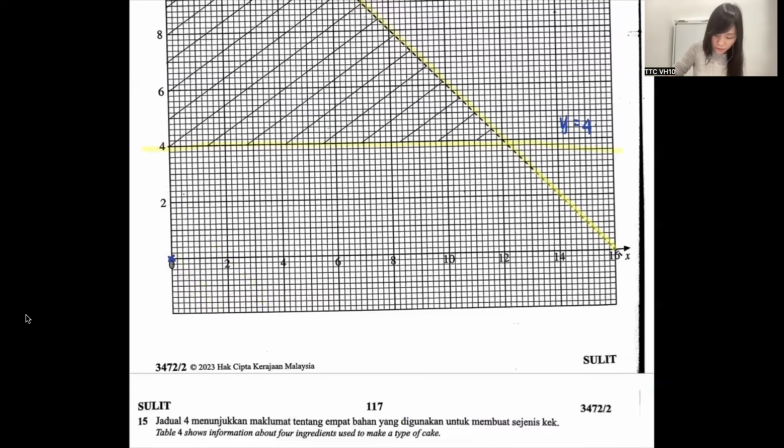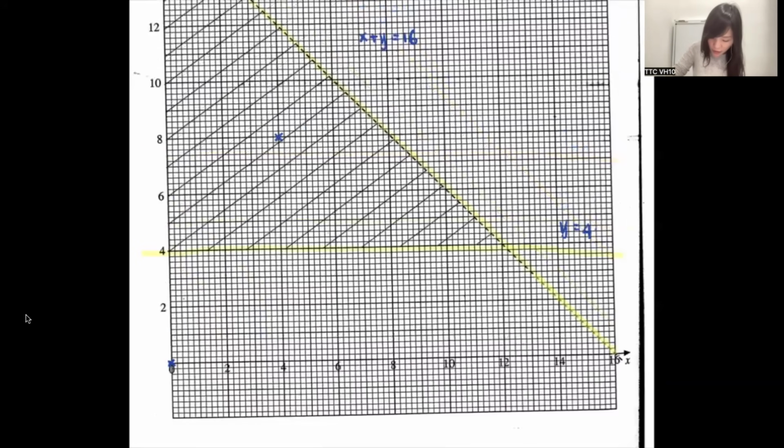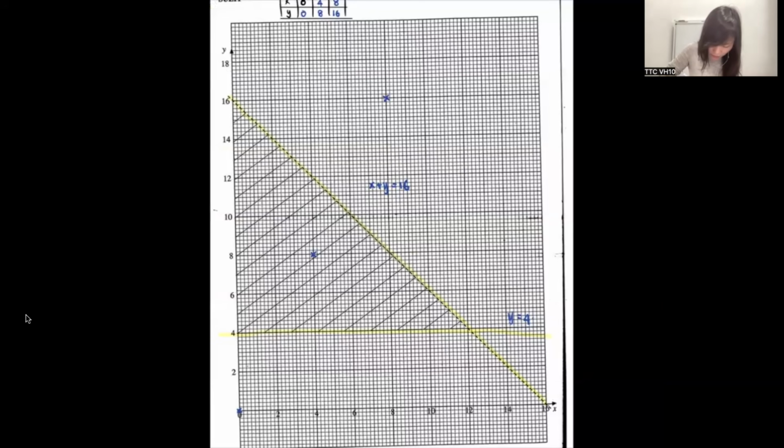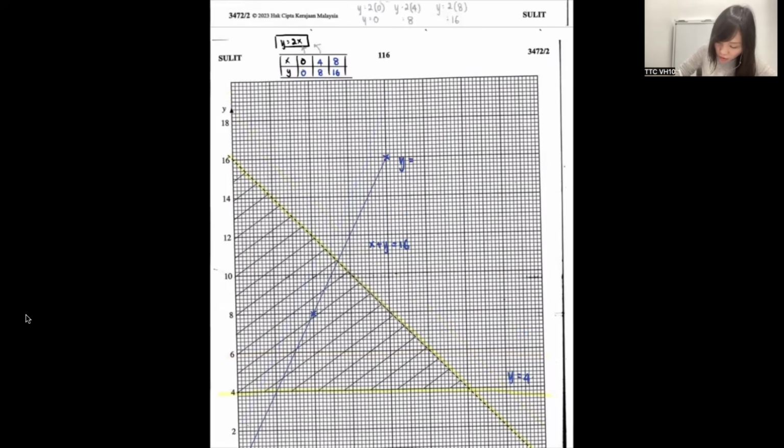0, 0 will be here. 4, 8 will be here. 8, 16 will be here. Take a ruler out, connect it together. Guys, after you draw, write the equation at the side. Don't write bigger, smaller, write equal. Every single straight line equation should write equal. So this straight line is called y equals 2x. This is a brand new line.